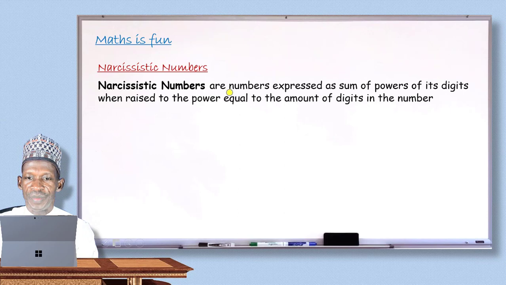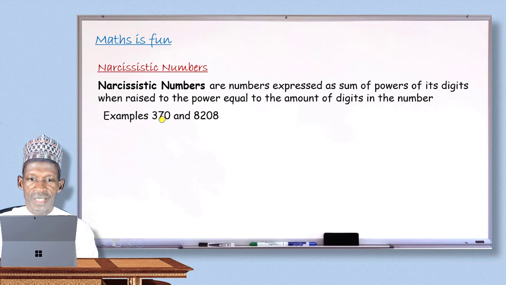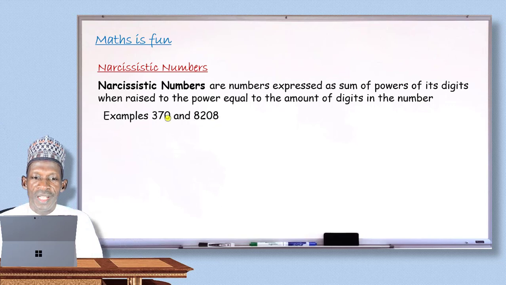So narcissistic numbers are numbers expressed as the sum of the powers of their digits. When those digits are raised to a power, that power is exactly equal to the amount of digits in the number. Let's take examples. 370 is a narcissistic number. 1,208 is another narcissistic number. Let me just express this 370.